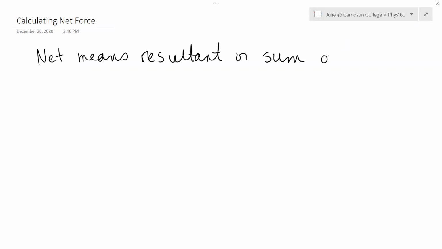In this video, we will do examples of calculating the net force. The important thing to remember is net means resultant, or the sum of, or sum of the forces. And it is this net force that determines motion, not the individual forces. So we have to calculate the net force before we can figure out how anything is going to move.